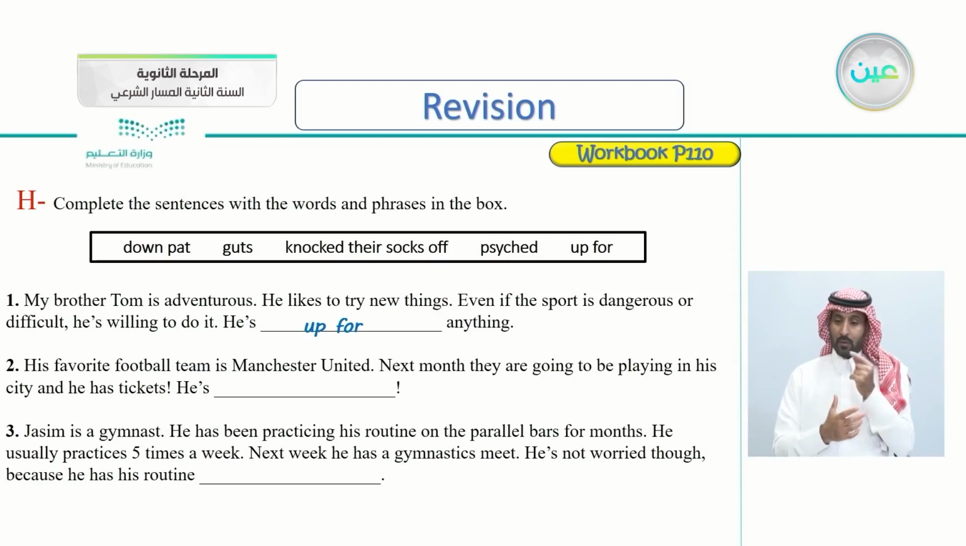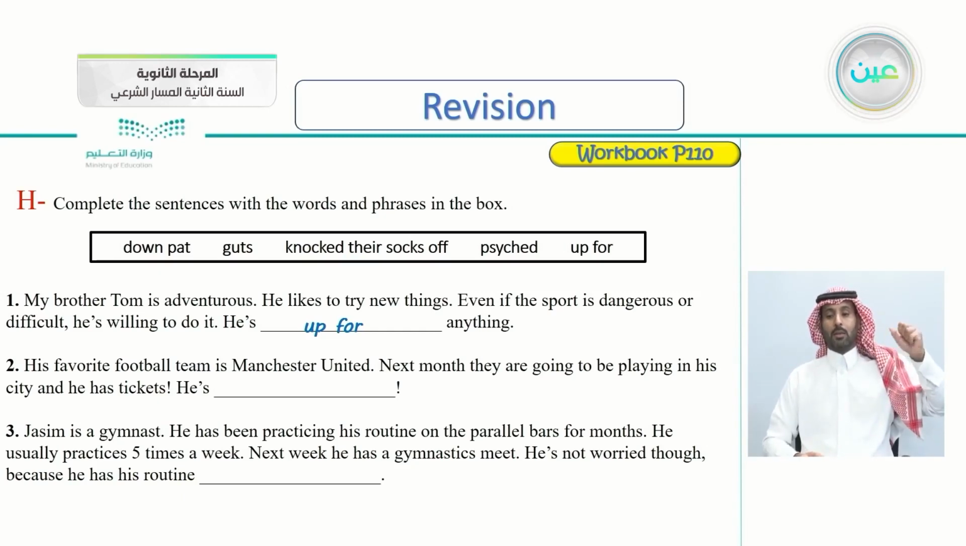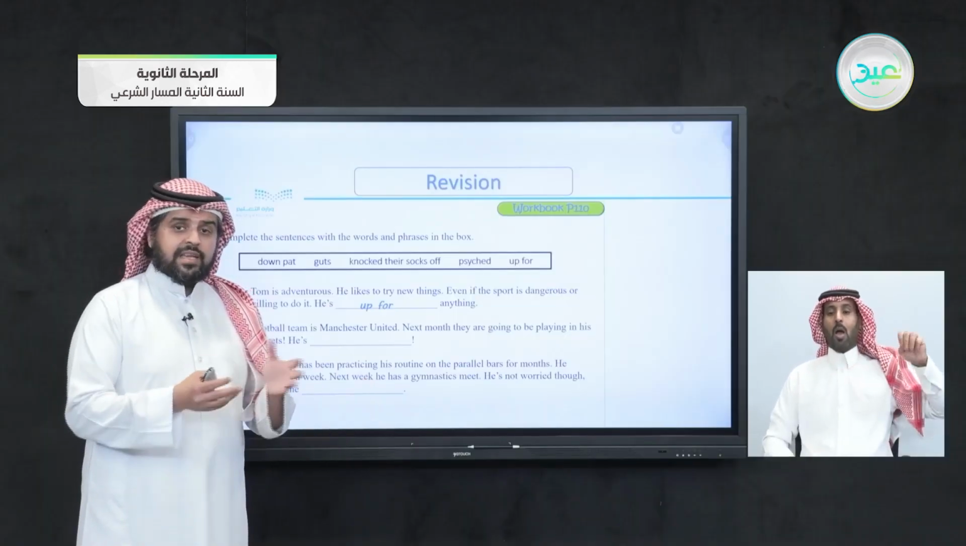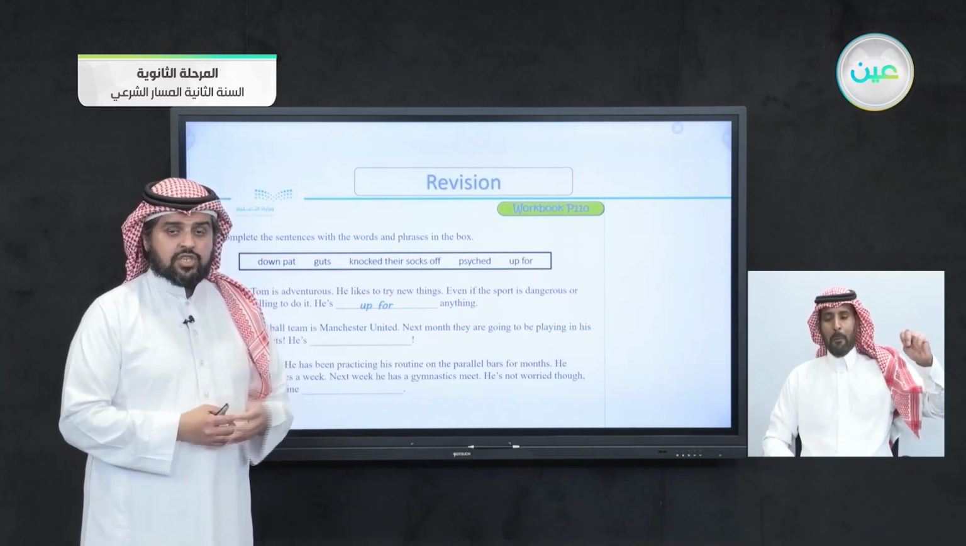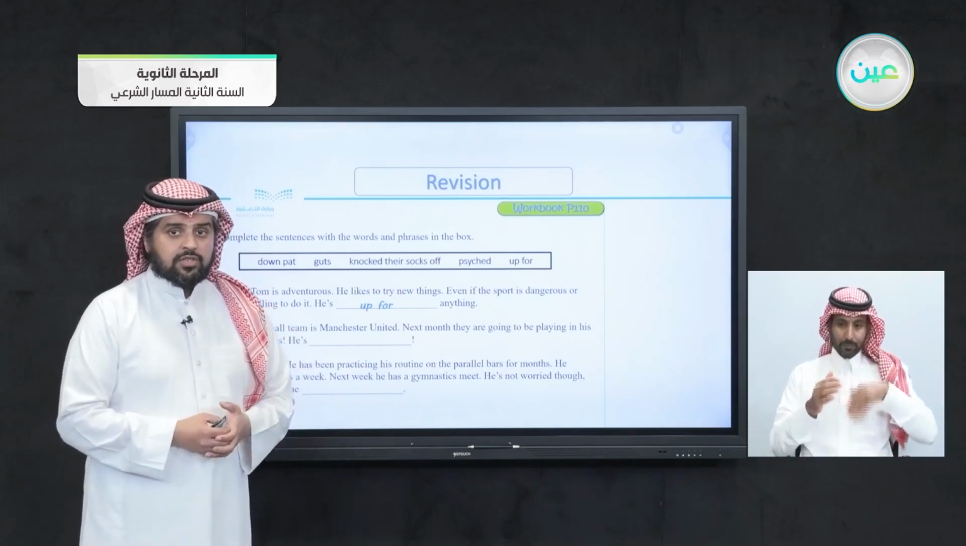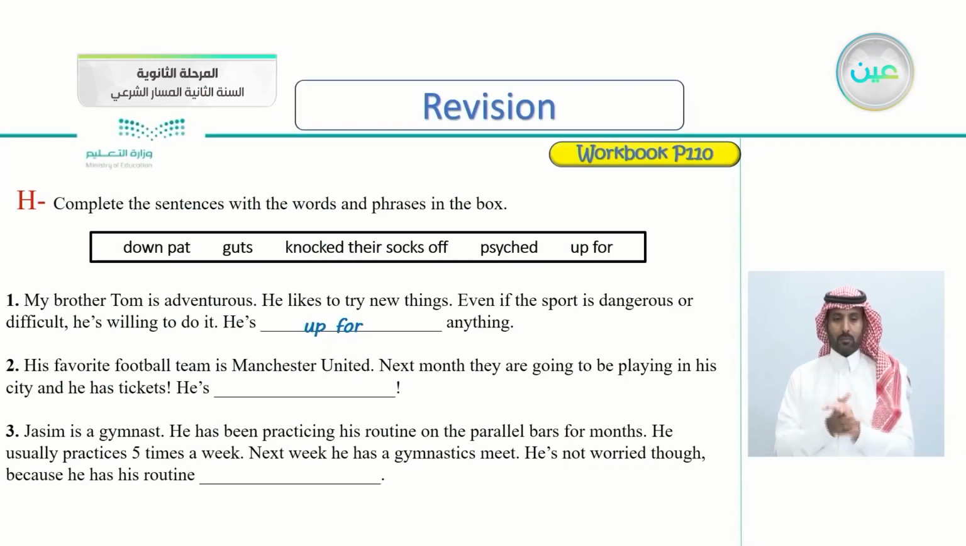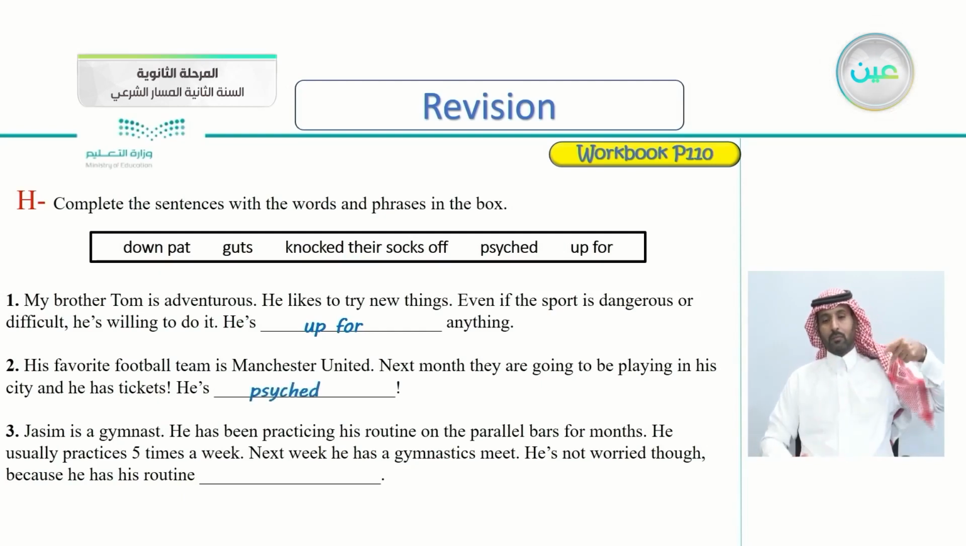His favorite football team is Manchester United. Next month, they're going to be playing in his city, and he has tickets. He is what? So, this is a boy. He's supporting Manchester United, and they will be playing in his city, and he has tickets. So, he'll be attending the game. So, of course, he will be very excited. So, he's what? That's correct. He is psyched. He is extremely excited. So why? Because his favorite team is coming to play in his town or in his city.